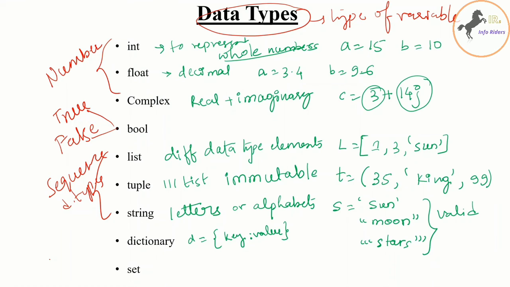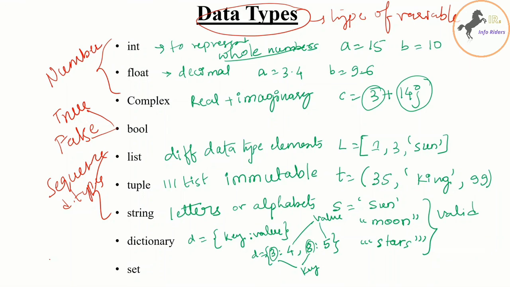For example, d is equal to 3 colon 4, comma, now we can take 8 colon 5. Here 3 and 8 are the keys of the dictionary, and 4 and 5 are the values of 3 and 8 respectively.